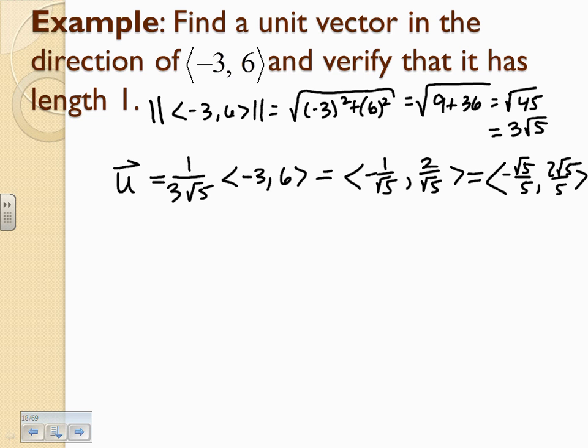So now there is your unit vector in the same direction. It says to verify that it has a length of 1. Is it really a unit vector? We'll go do that now.